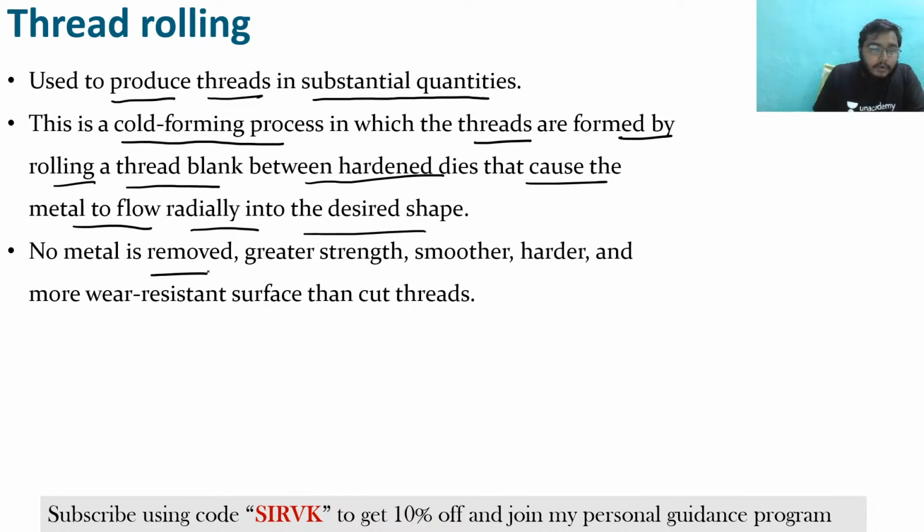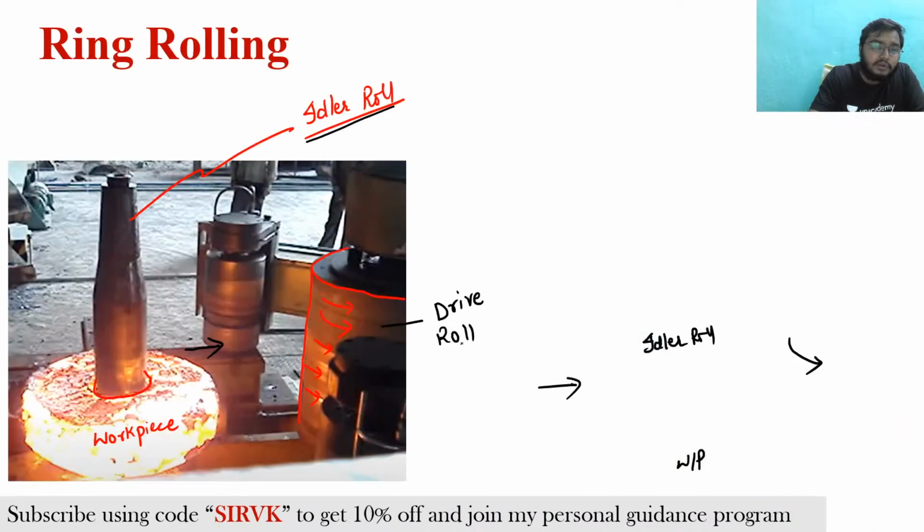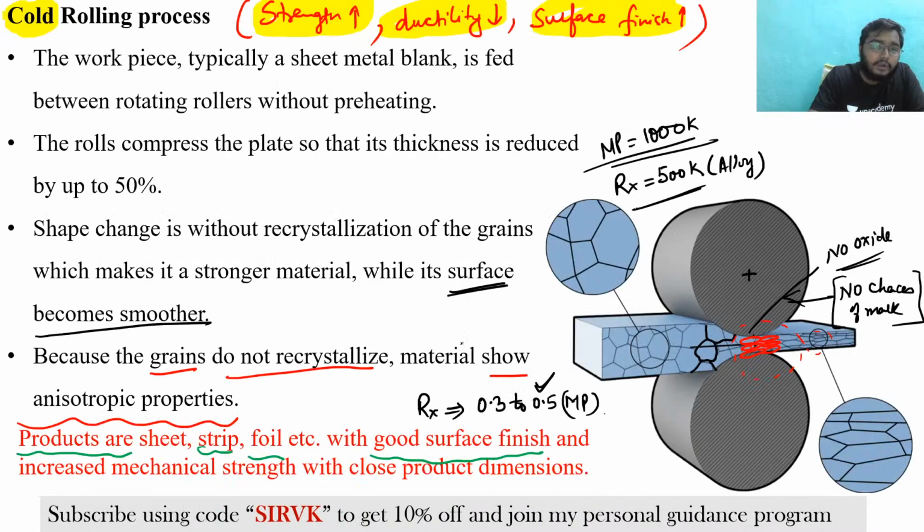Fine. So cold forming process is there. No metal is removed. Greater strength. Why greater strength? Why smoother? Why harder? Always remember, I have told you one thing: whenever there is a cold working process, strength would be greater, ductility would be less, surface finish would be more, and hardness is always less.